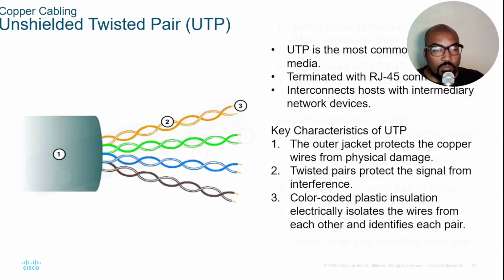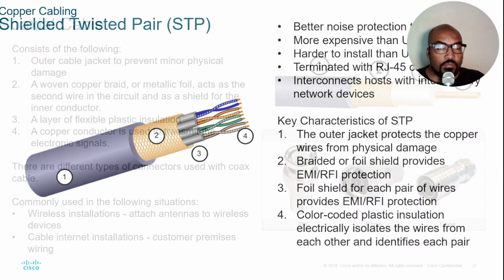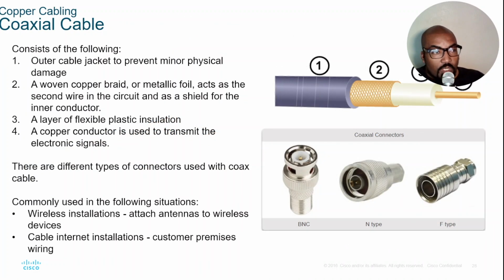Oh, sorry. Go forward here. These are BNC connections, on some copper cables. Coaxial cable consists of the following: an outer cable jacket prevents minor physical damage. A woven copper braid or metallic foil acts as a second wire in the circuit and as a shield for the inner conductor. So take a good look at it. This is how these BNC connections are, right? With these coaxial cables.